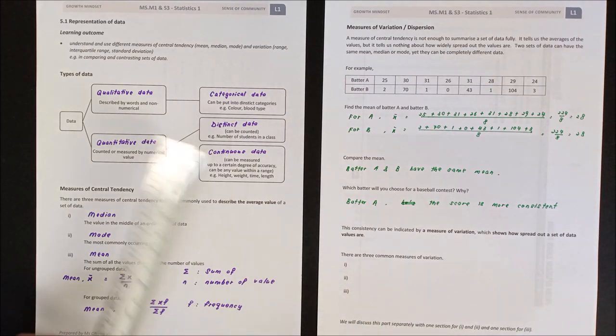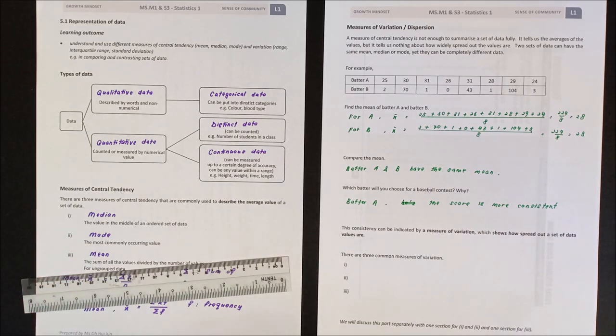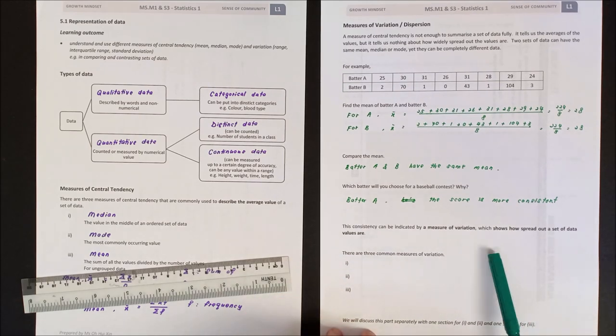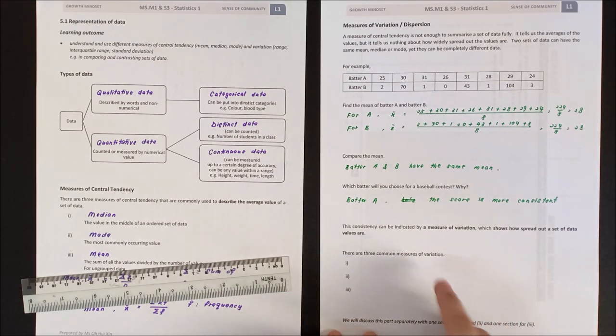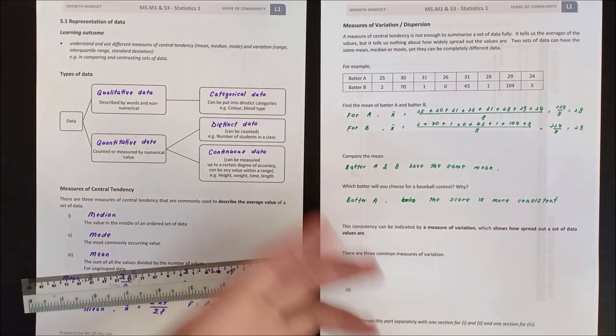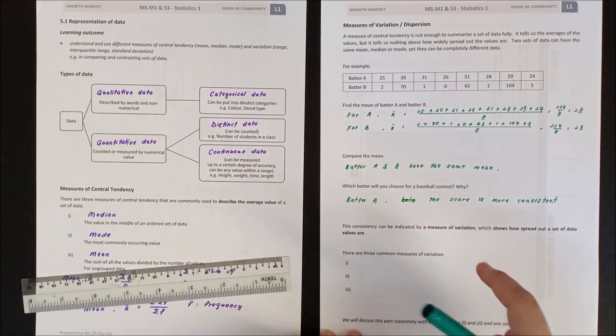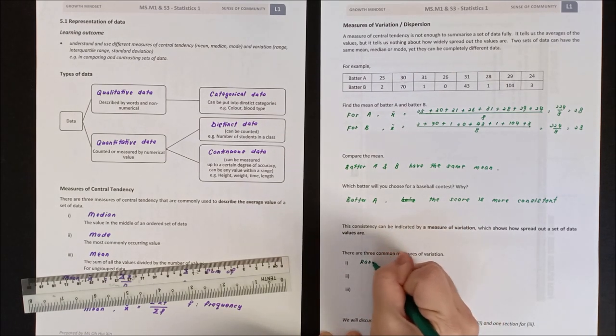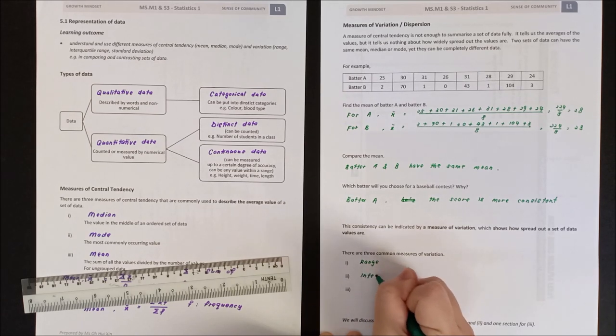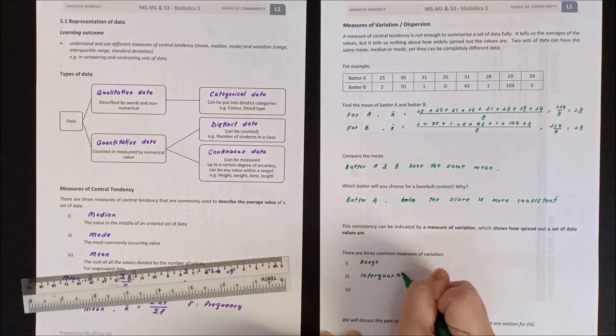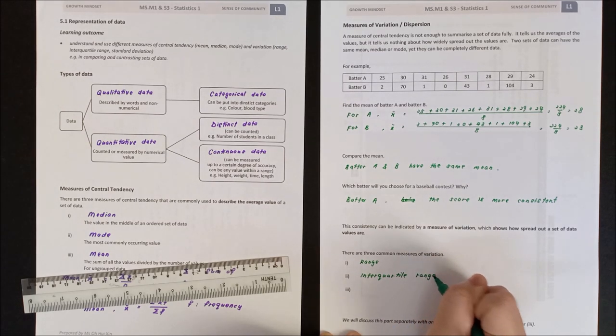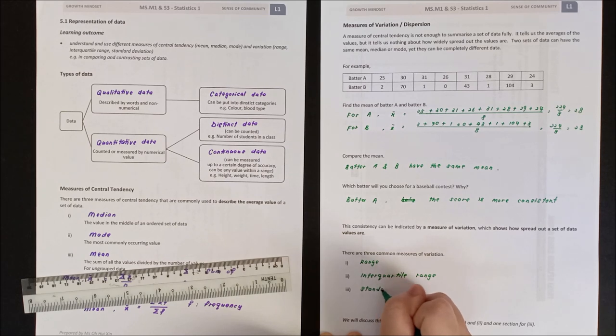So what is the measure that can help us to find out how consistent a set of data is? This can be indicated by a measure of variation, which is the thing that we are going to learn. This measure of variation shows how spread out a set of data values are. Just like central tendency, where you have median, mode, and mean, for measure of variation we have range, interquartile range, and the last one is called standard deviation.